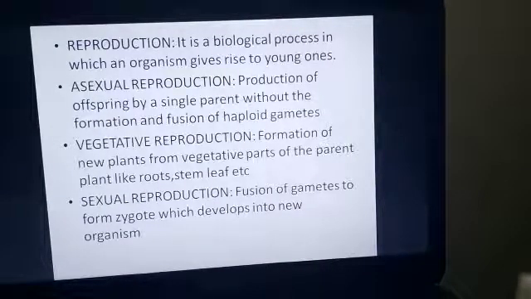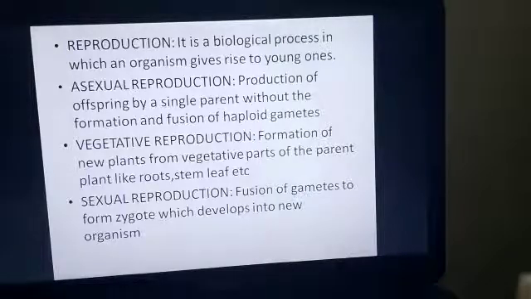Now there are certain important definitions. We'll just see the definitions. The first is reproduction. What is reproduction? It is a biological process in which an organism gives rise to young ones. Reproduction can be asexual reproduction, vegetative propagation or sexual reproduction. By any means, when an organism is giving rise to the young one, we call it reproduction.